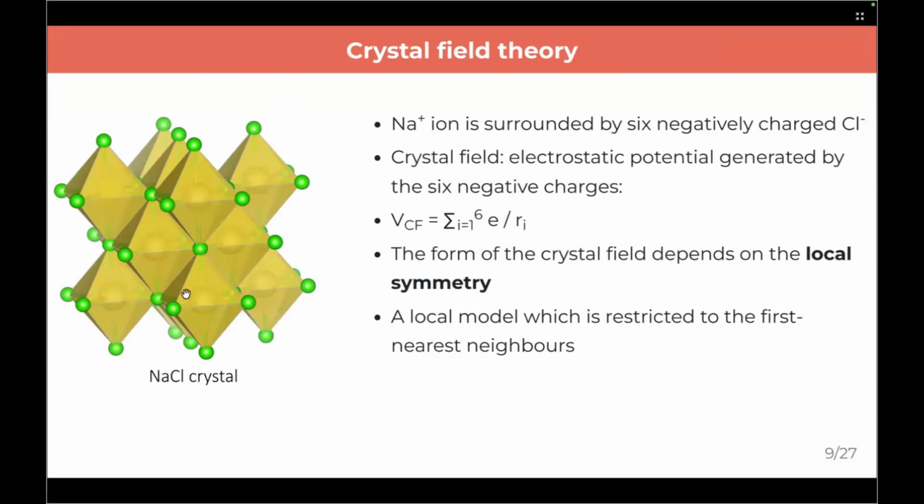For example, here I use sodium chloride crystal as an example. Here the sodium ion is surrounded by six negative charges, and basically the crystal field, you can think of it as the electrostatic potential generated by the six negative charges, described in this way. But you don't have to put too much focus on the equation now.